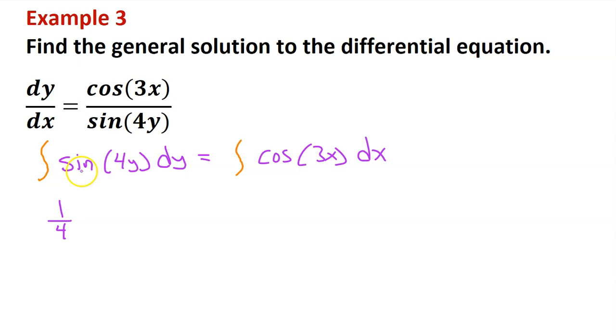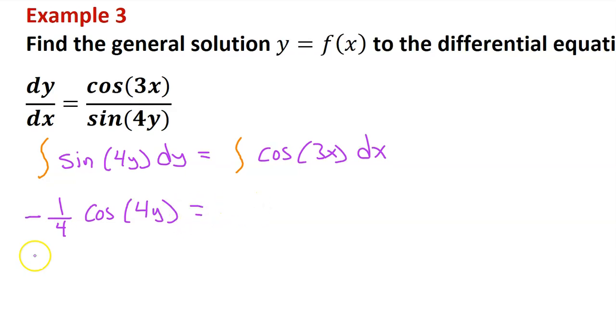The antiderivative of sine is negative cosine. So we'll have negative 1/4 cosine 4y. We will save the plus c for the other side.